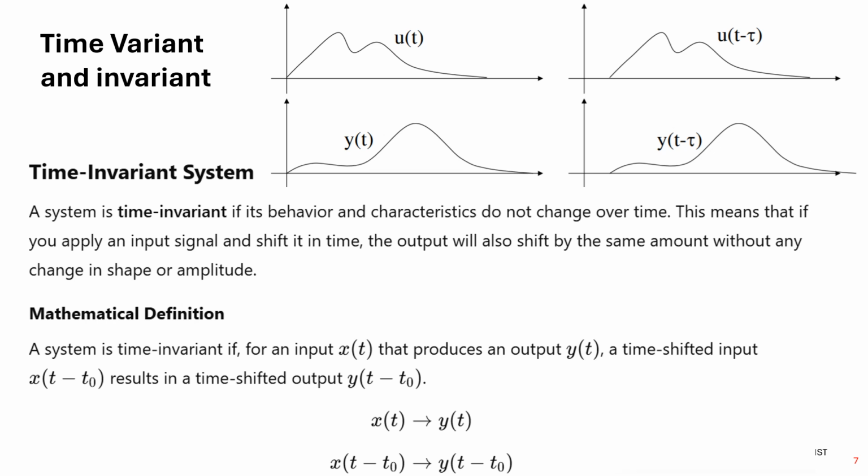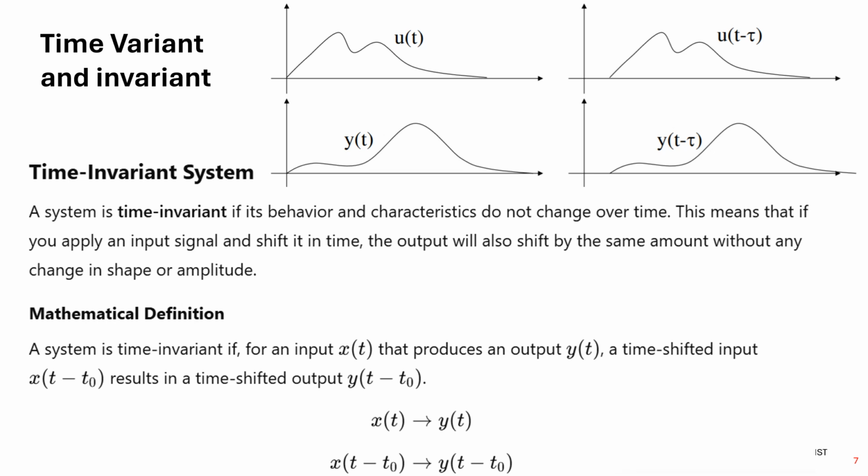Now coming to the next, time variant and time invariant types of systems. Simply, if you shift left or right in the time domain and your amplitude still stays fixed, it does not vary with the time shifting, then this is time invariant. And if it is varying, then it comes under time variant.